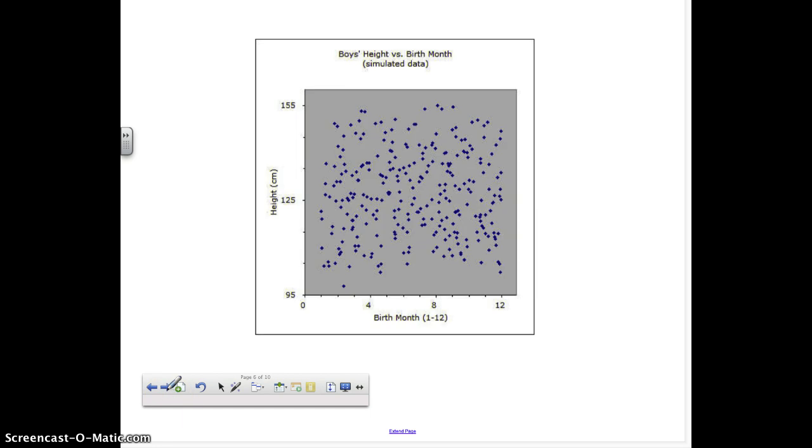Okay, see what you think. Take a guess. This actually has no correlation, like holy cow. It's just a cluster of math happening. Nothing good. And that makes sense because look at birth month.